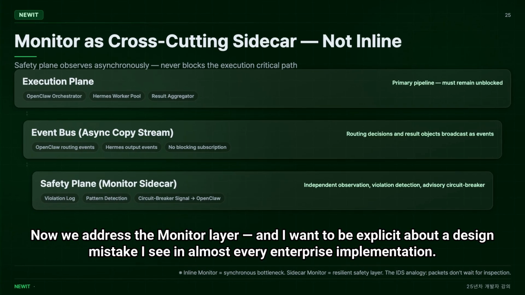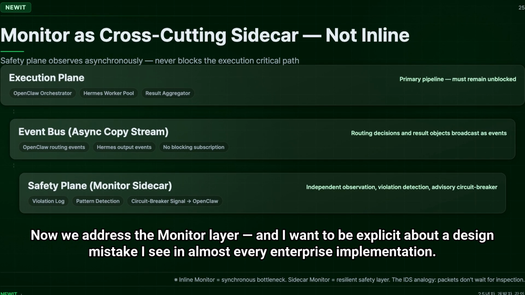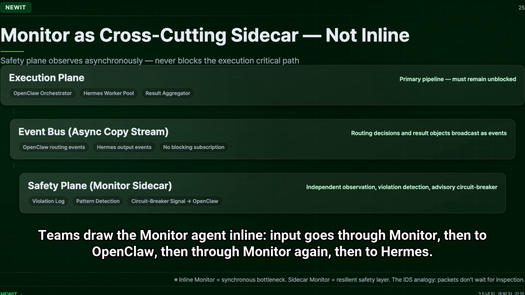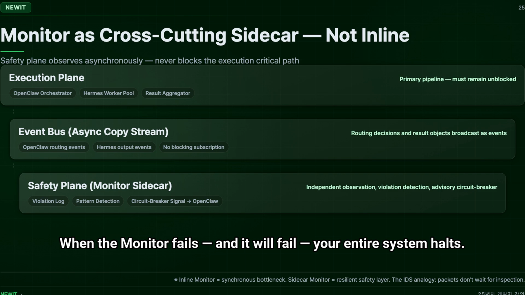Now we address the monitor layer, and I want to be explicit about a design mistake I see in almost every enterprise implementation. Teams draw the monitor agent inline. Input goes through monitor, then to OpenClaw, then through monitor again, then to Hermes. This is wrong. It creates a synchronous bottleneck that adds latency to every single transaction, and it couples your safety mechanism to your execution pipeline. When the monitor fails, and it will fail, your entire system halts.